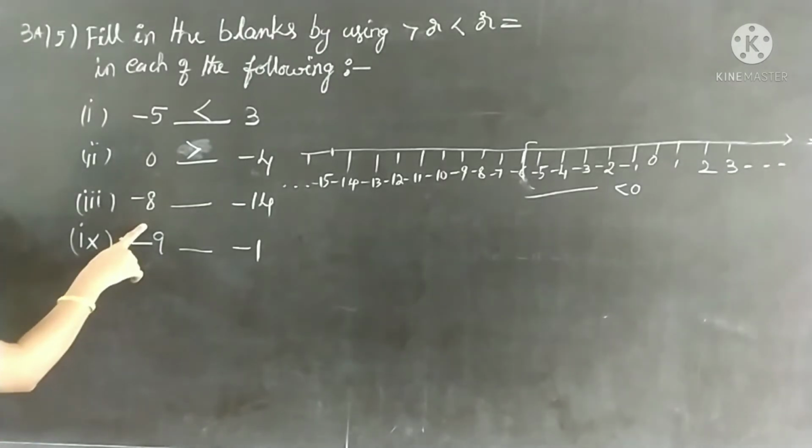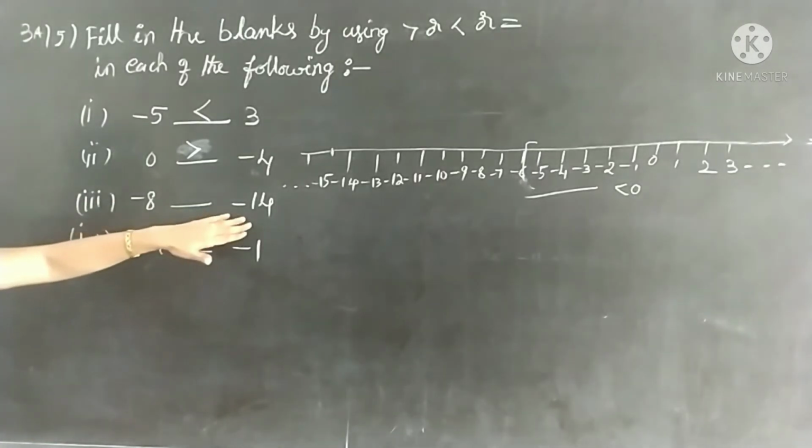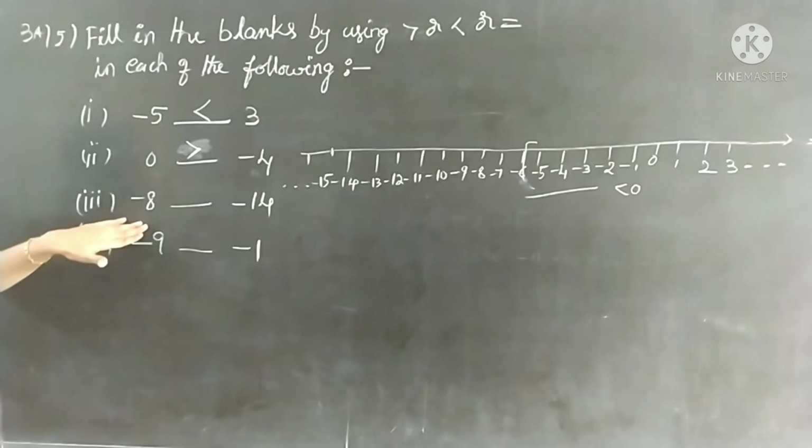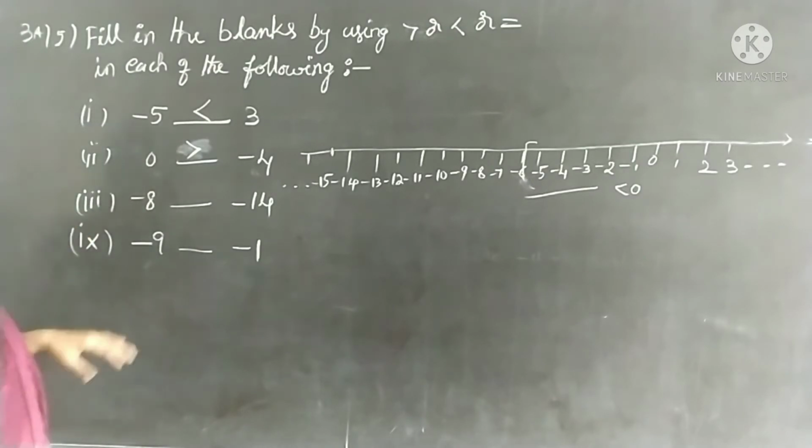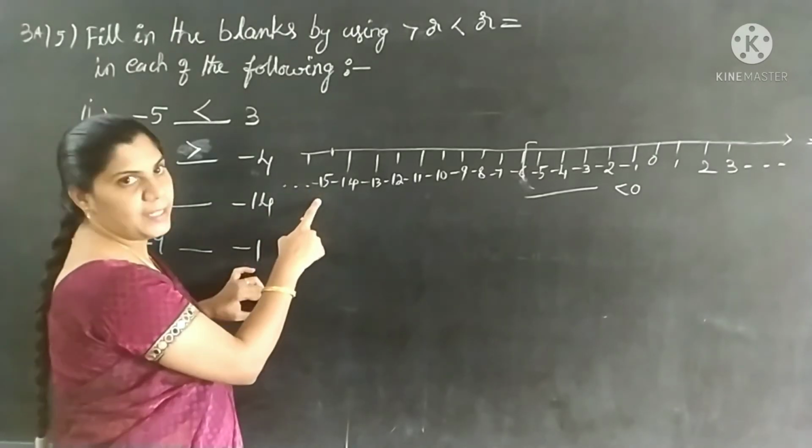Now see this one, minus 8, minus 14. Here we have two negative numbers. Suppose you have two positive numbers, now you know which is the bigger one, which is the greater one. Suppose you have both negative numbers, what do you have to do? The bigger number with the negative sign is the smaller one. Bigger numbers with the negative sign will be the lesser numbers.